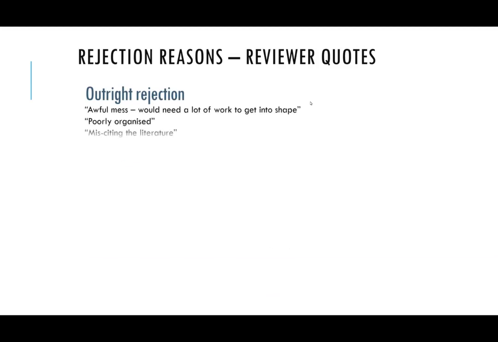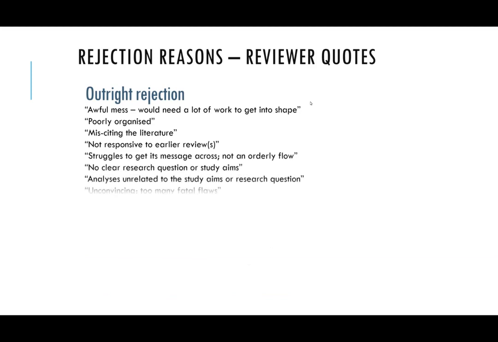So, rejection reasons. If a paper comes back to me as editor and the reviewer recommends that the paper be rejected and not given another chance, what I've done here is I've just pasted in some typical comments from reviewers from papers where we have rejected them outright. So, awful mess, would need a lot of work to get into shape. That sort of goes without saying, doesn't it?